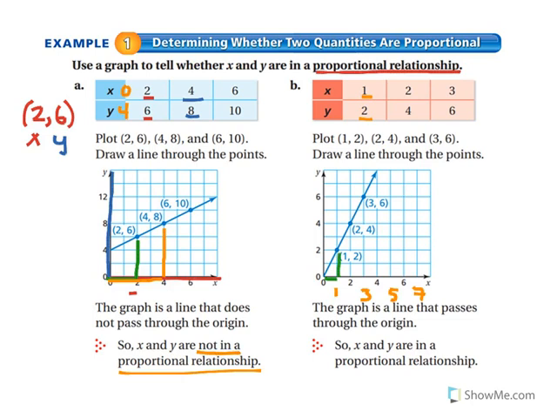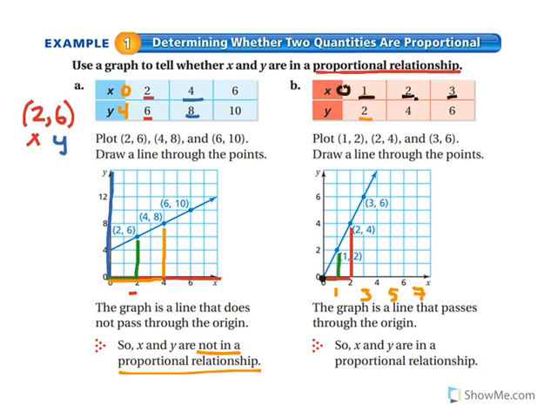The next one is 2, 4. I'm going to go over 2, up 4. I'm going to graph this. But notice, the line goes through the origin. Therefore, and also notice, as I'm subtracting these, I go from 3 to 1. 3 minus 1 is 2. 2 minus 1 is 1. 1 minus 1 is 0.